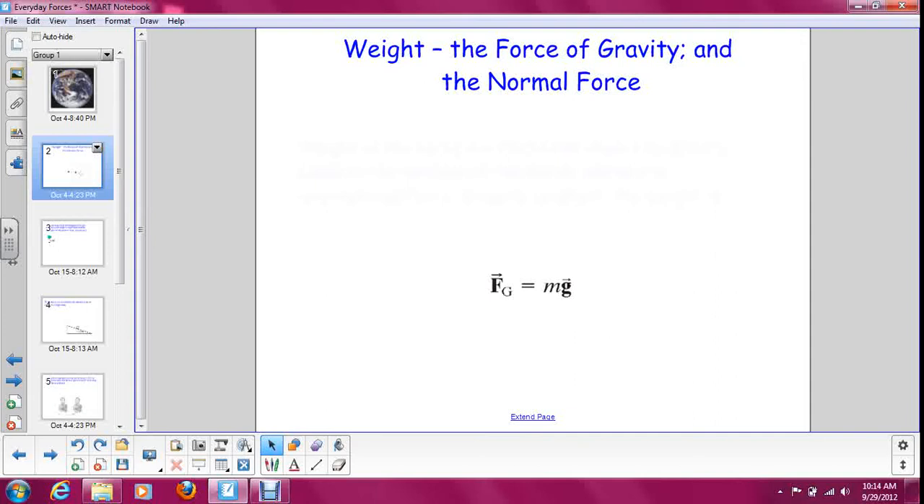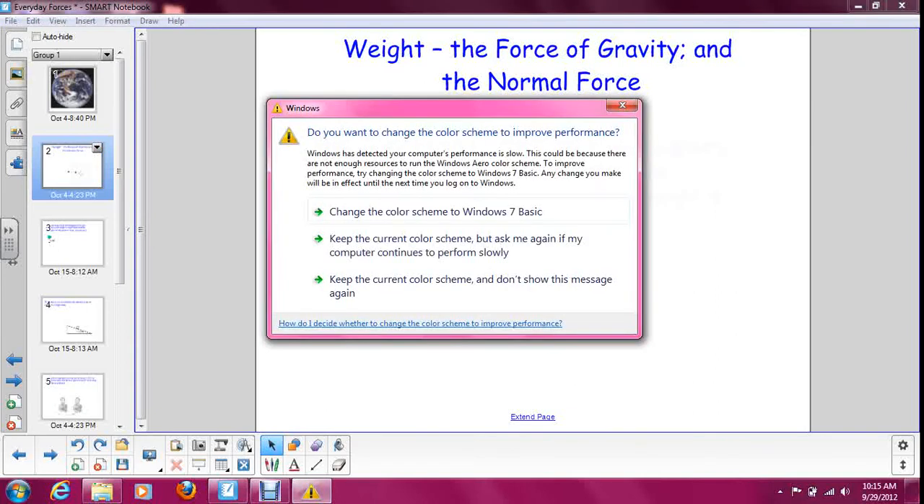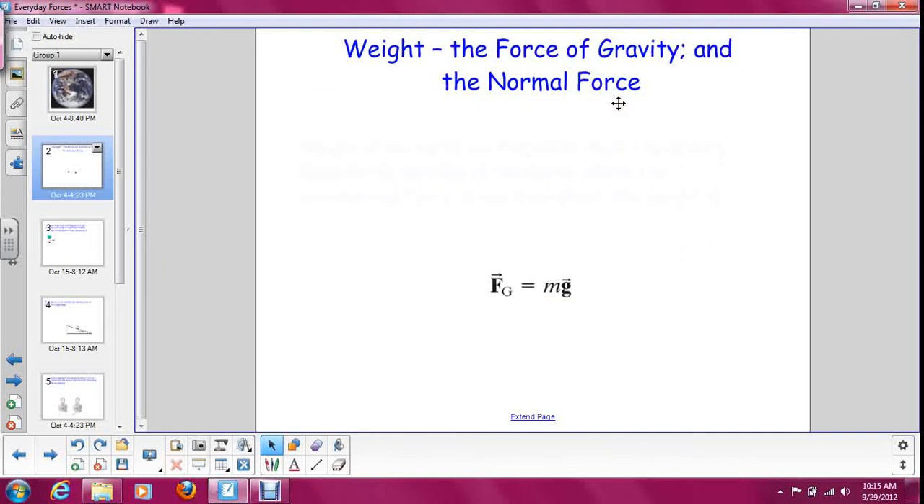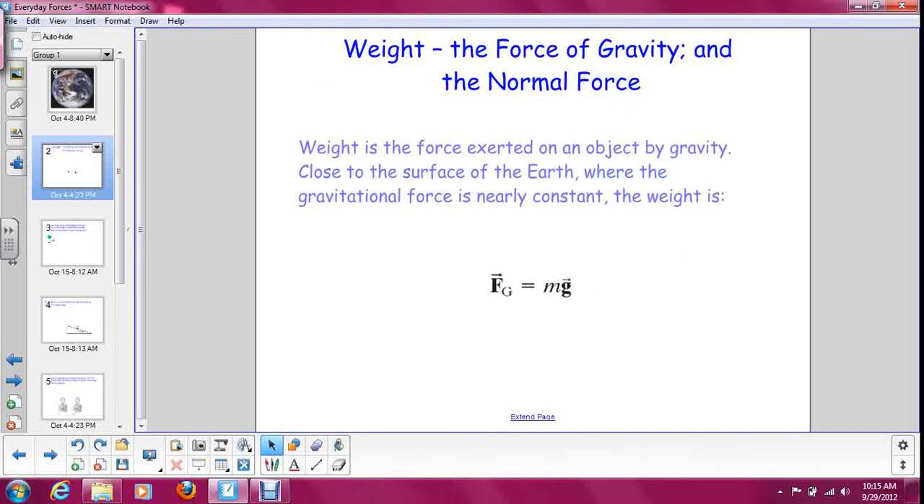So if I am on Earth, my weight is going to be greater than when I am on the moon, because the gravitational field on the moon is much weaker. So it really depends on where you are relative to other objects. We're going to talk more about what gravity is a little bit later on. So like I said, weight is the force exerted on an object by gravity. When you're close to the surface of the Earth, the gravitational field is pretty constant. It doesn't change a whole lot.